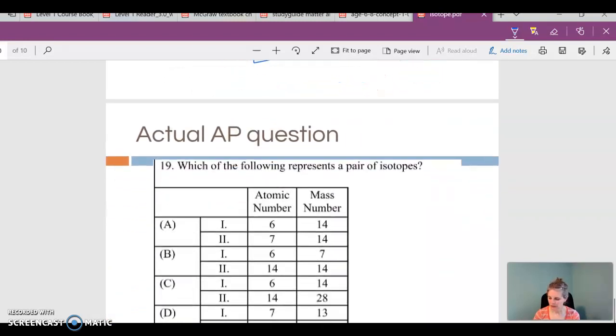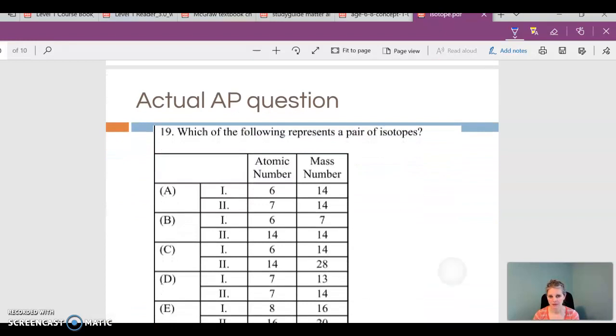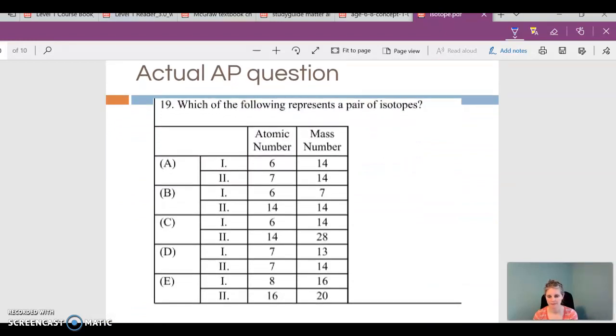We're going to be looking at a few AP questions on the Google form, but here's another AP question that's in the multiple choice. Which of the following represents a pair of isotopes? Now I can see in the table I'm looking at atomic number and mass number. I know that isotopes always have the same atomic number. Same number? Nope, doesn't work. Looking for the same number? Nope, doesn't work. Got it. This one also doesn't work. So I'm going to say to myself, D is the answer.